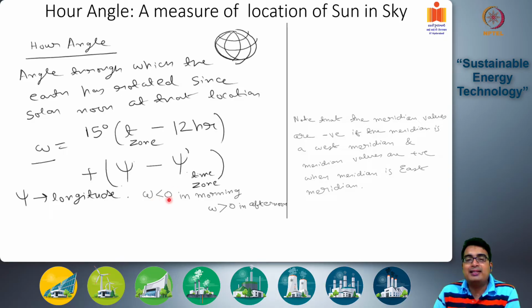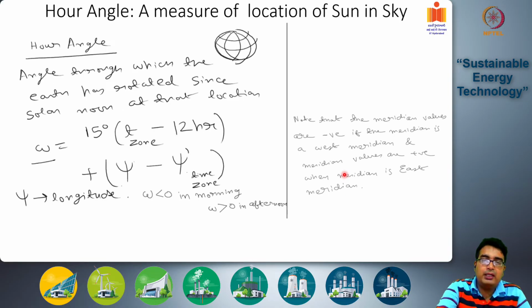Remember, omega is less than 0 in the morning, greater than 0 in the afternoon. And also, meridian values are negative if the meridian is a west meridian. So your longitude will be given as either say x degrees east or x degrees west. East and west in terms of the UK longitude, which is the Greenwich longitude, which is 0 degrees. If your meridian values are west of the Greenwich longitude, those values are negative. And if your meridian values are east of the Greenwich longitude, then these values are positive. So you have to keep that in mind.